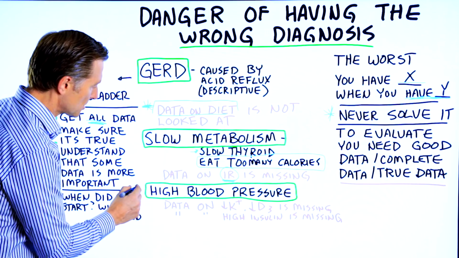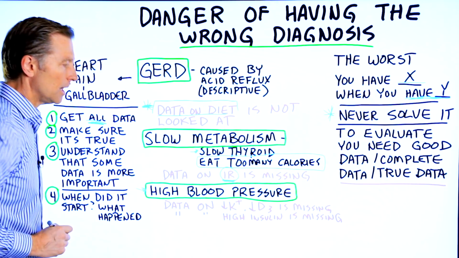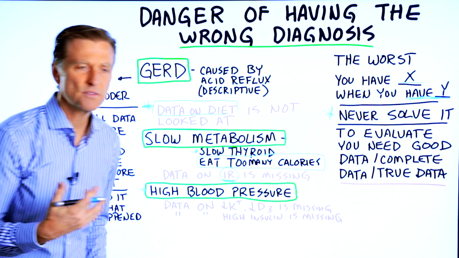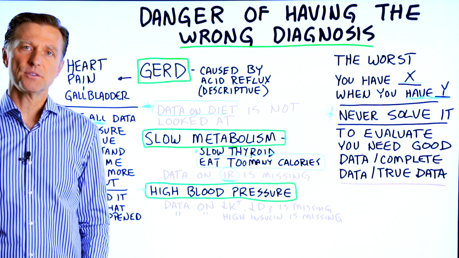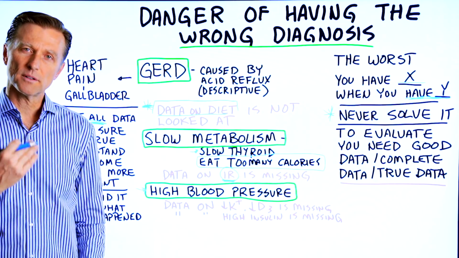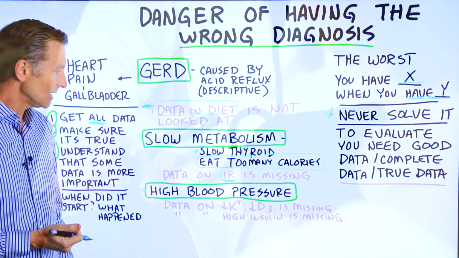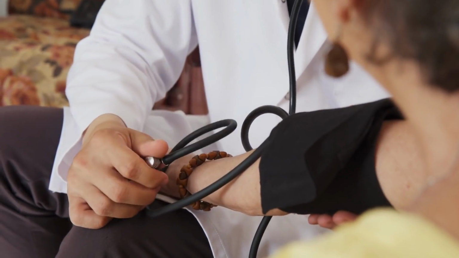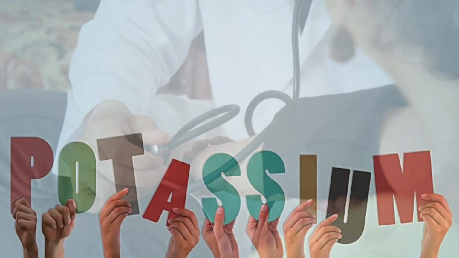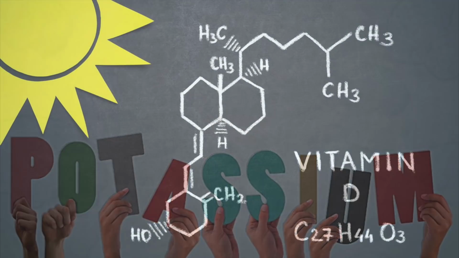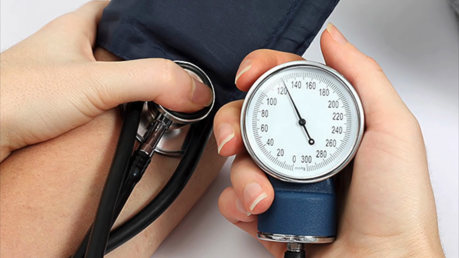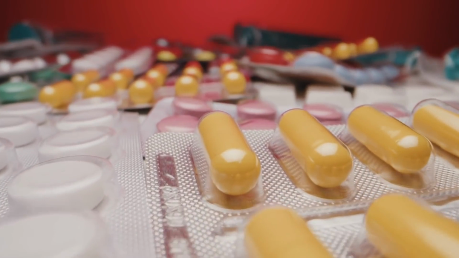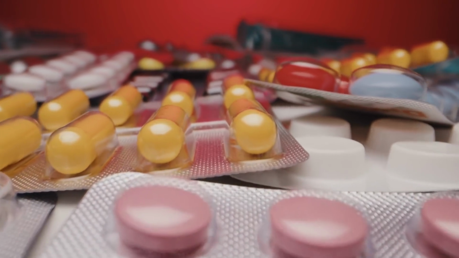Okay, then you have high blood pressure, which is a very common diagnosis, which is related to genetics and risk factors and smoking and all these things that are factors, but are they the most important pieces of data? Usually not, because the most important data when you're evaluating blood pressure should be potassium, vitamin D and high insulin. These three things will raise blood pressure faster than anything else. But if this is not evaluated, the person ends up on medication for the rest of their life.